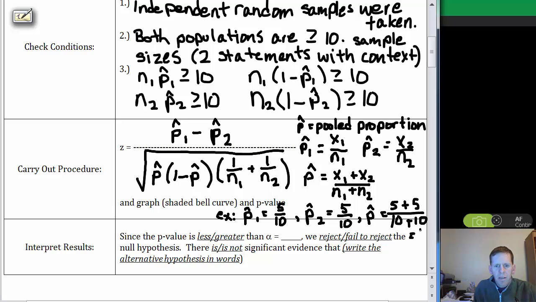5 plus 5 is 10. 10 plus 10 is 20. P hat would equal 10 over 20. When you interpret your results, same interpretation as we've had in all the previous tests.